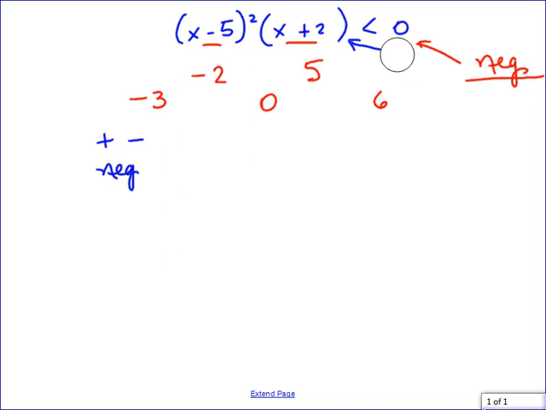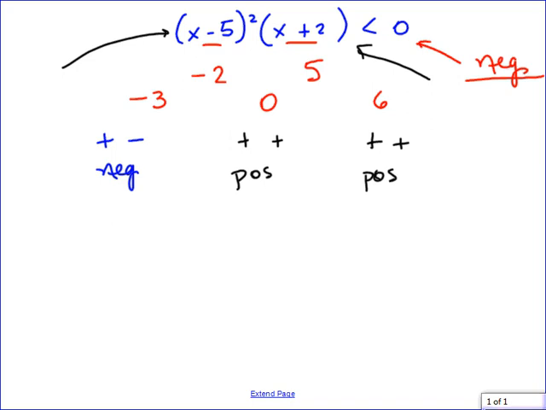Next, I need to check 0. If I plug 0 into this parentheses, I get 0 minus 5, or negative 5 squared, is 25. That's a positive. If I plug 0 in here, 0 plus 2 is 2, another positive, and that gives me a positive. Lastly, plugging 6 into my first parentheses gives me 6 minus 5, or 1 squared, a positive, and 6 plugged into this parentheses gives me 8, another positive. And multiplying two positives together gives me a positive answer.